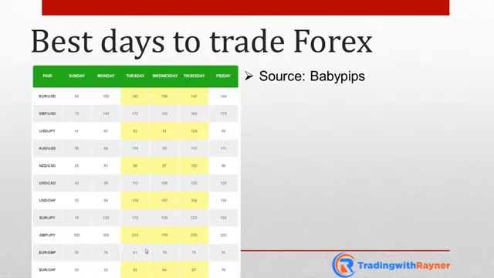So you can see that over here, Tuesday, Wednesday, Thursday tends to be when the FX markets move the most. So if you ask me, Tuesday, Wednesday, Thursday, those are the best days of the week to trade Forex.